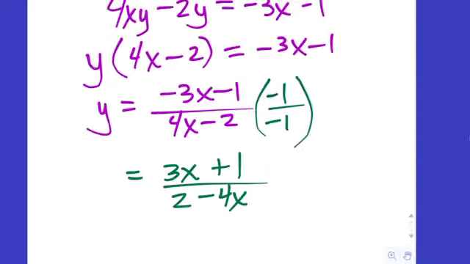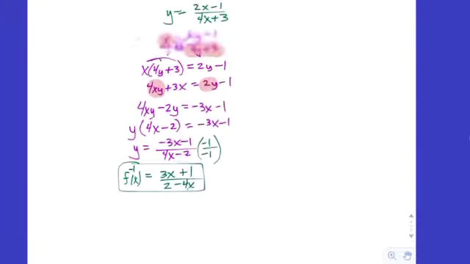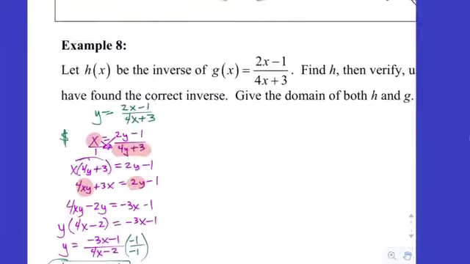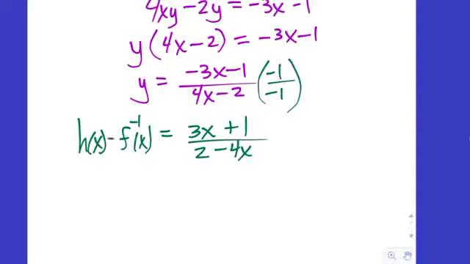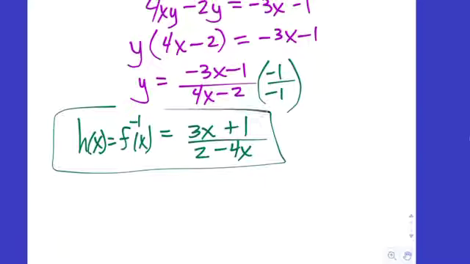And now I'm going to give that guy not the name y, but f inverse. So that is the equation that undoes the work of g of x. It told us to call it h of x. So I'll just add h of x right there. It's still f inverse, but we can give it a different name.